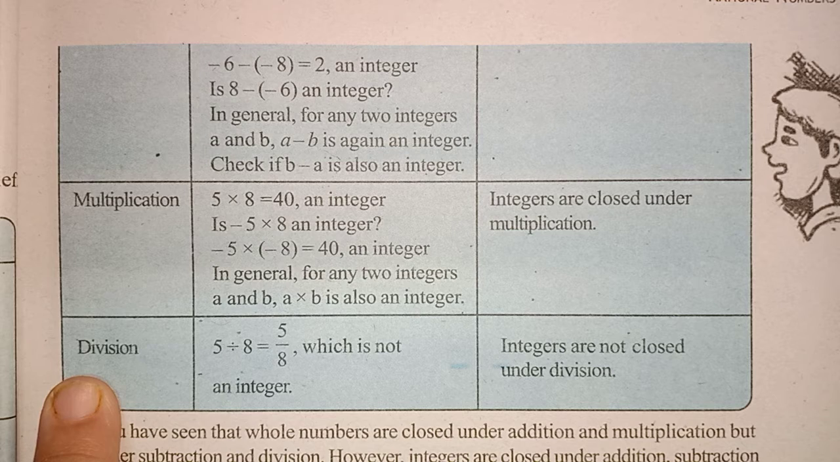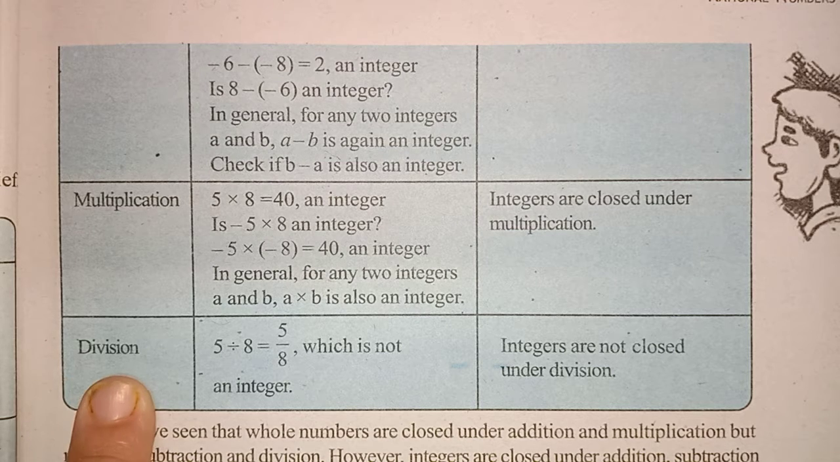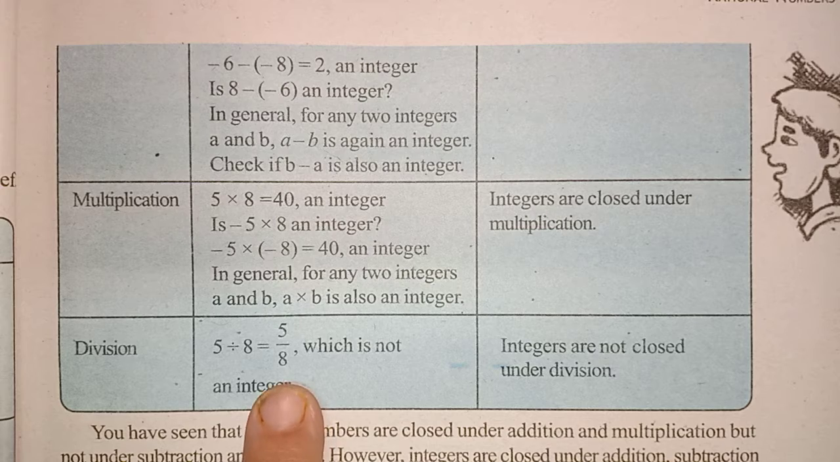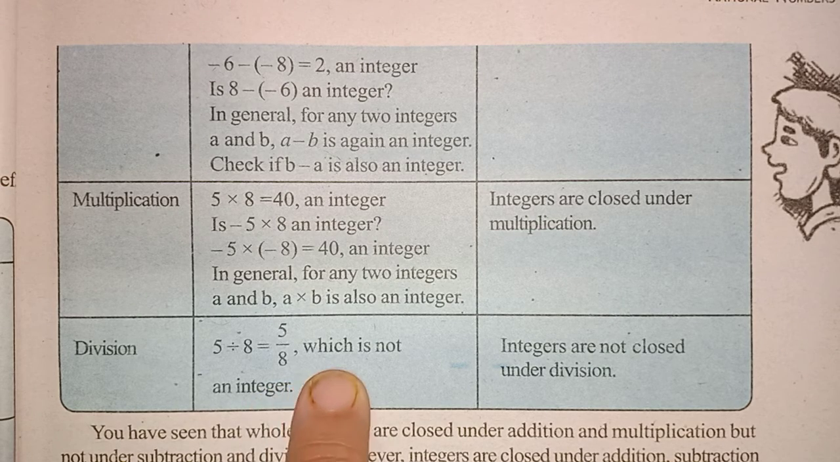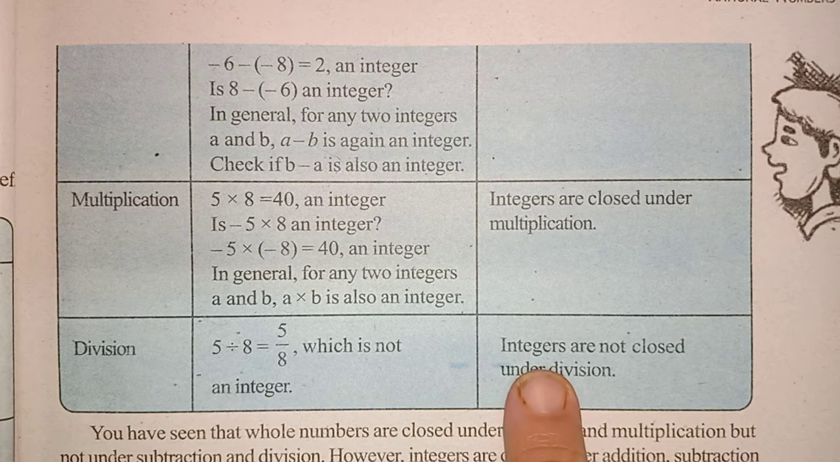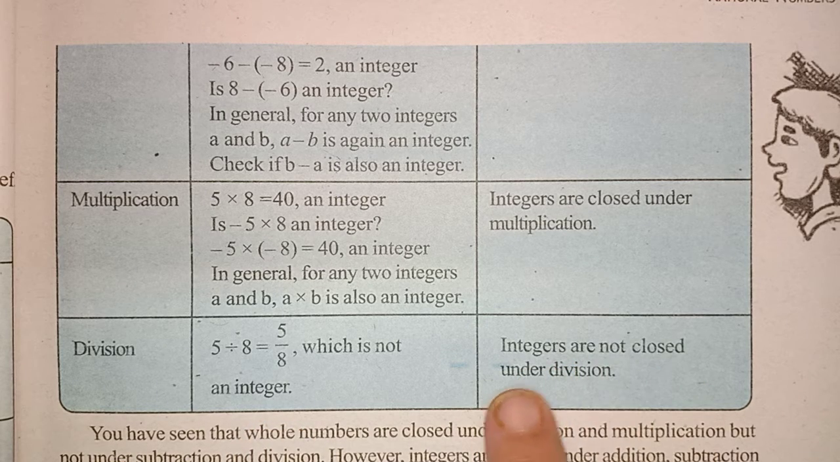Next operation is division. 5 divided by 8. The answer is 5 by 8, which is not an integer. So integers are not closed under division.